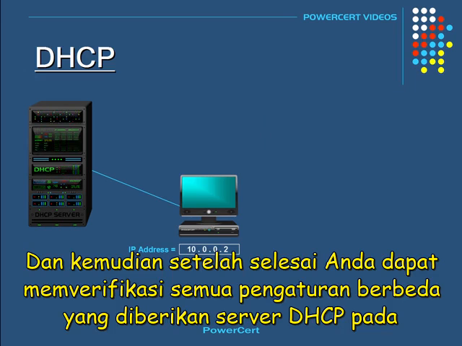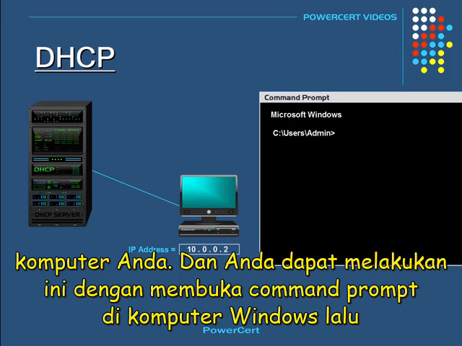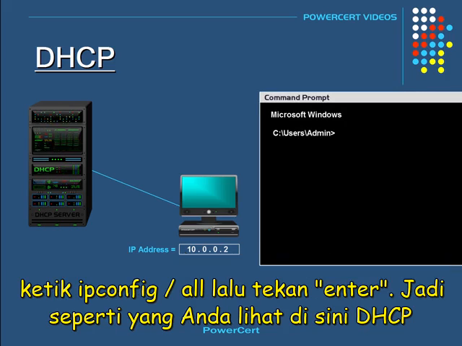And then once that's done, you can verify all the different settings that the DHCP server has given your computer. And you can do this by opening up a command prompt on a Windows computer and then type in ipconfig /all and then press enter.